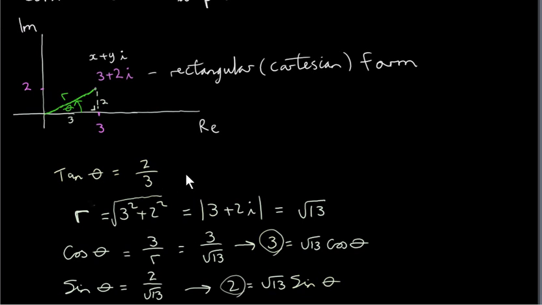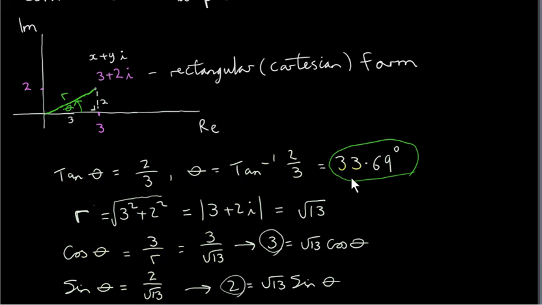I haven't actually written down what theta is in degrees. You could just get inverse tan of 2/3 if you want to do that. You could also, of course, get inverse cos of 3 over root 13, or you could get inverse sine of 2 over root 13. Theta is 33.69 degrees. Now, theta and r are known as the polar coordinates of this point here. So the Cartesian or rectangular coordinates would be (3, 2), but the polar coordinates would be (r, theta). So r is root 13, theta is 33.69 degrees.